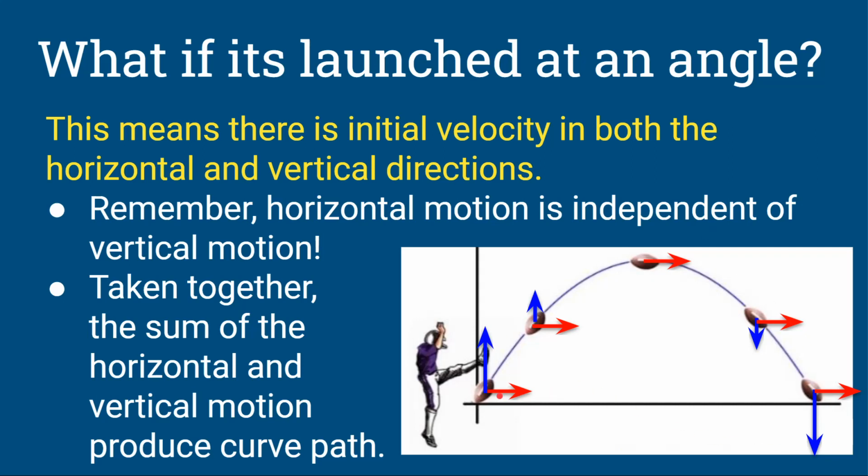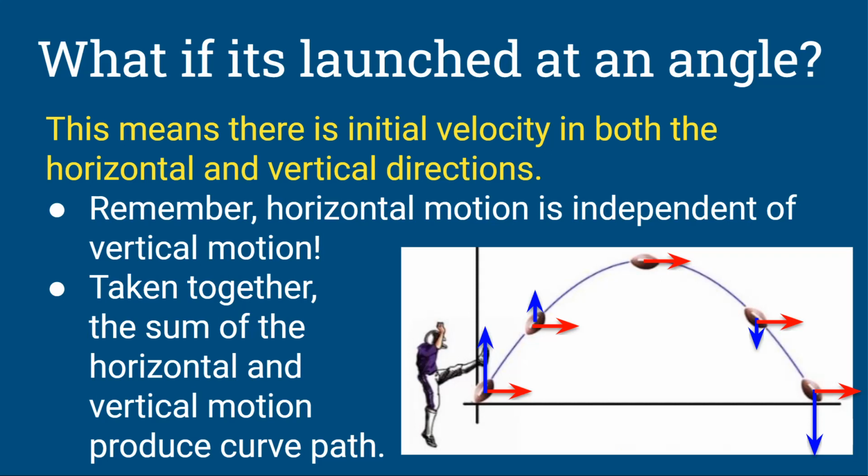This object has a constant velocity moving forward, represented by these red vectors. They're all the same length. But vertically, we see the exact same type of thing we saw with the object thrown straight up. It starts out moving faster, it slows down. Up here at the top, it doesn't have any vertical velocity at all, and then it starts to speed up and gets faster as it falls. Okay, so now we have these two things working together to give us this curved path.